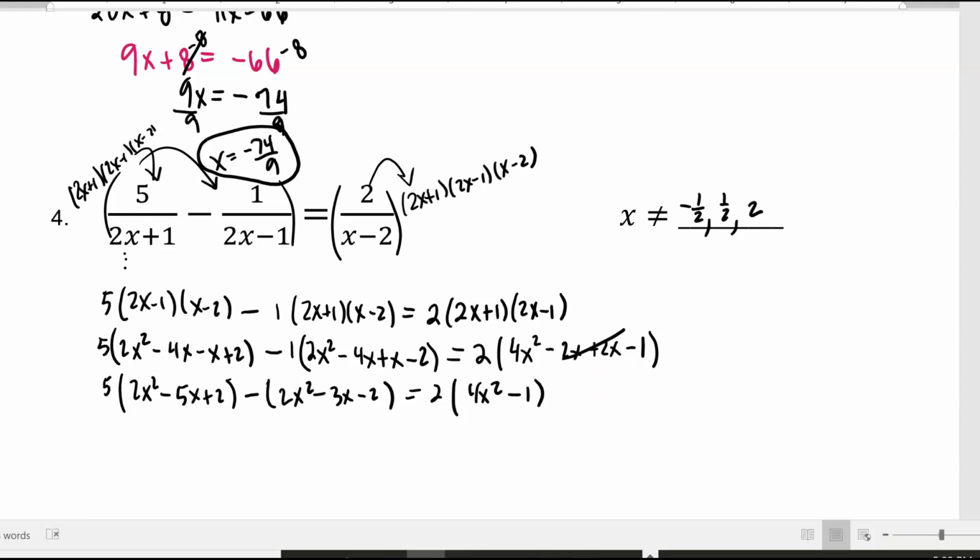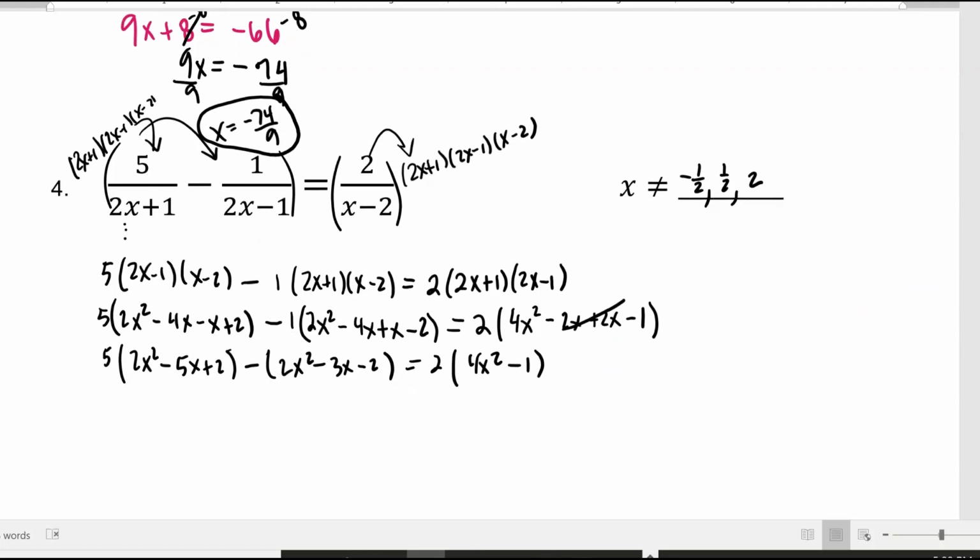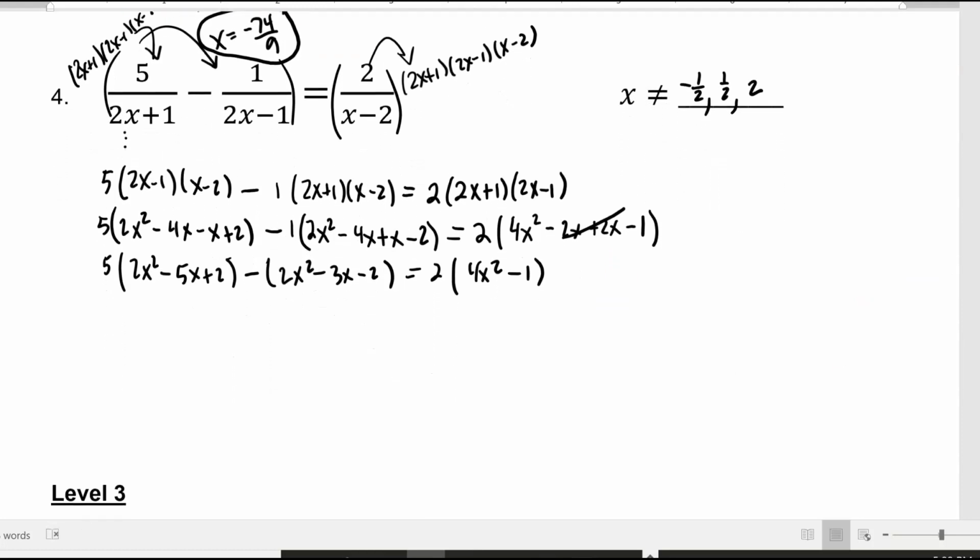I want you to see if you can finish this problem. Hopefully you have already solved it. If not, pause and solve it and then start back up, okay?